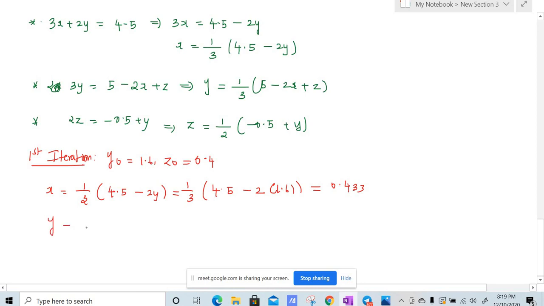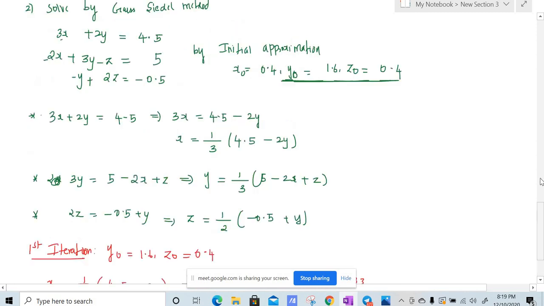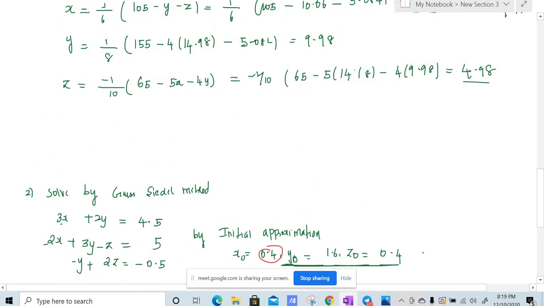And what will be my y? Y is 1 by 3, 5 minus 2x plus z. So again you should use the updated value. So the updated value of x is 0.433, right? So you don't worry about this x in the question. It is given 0.4, but you will always use the updated value.